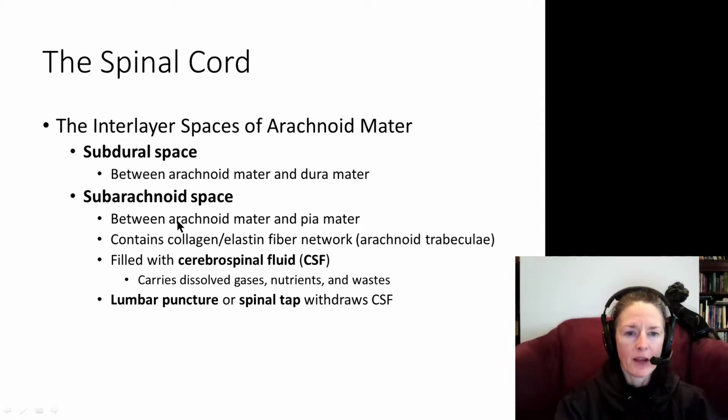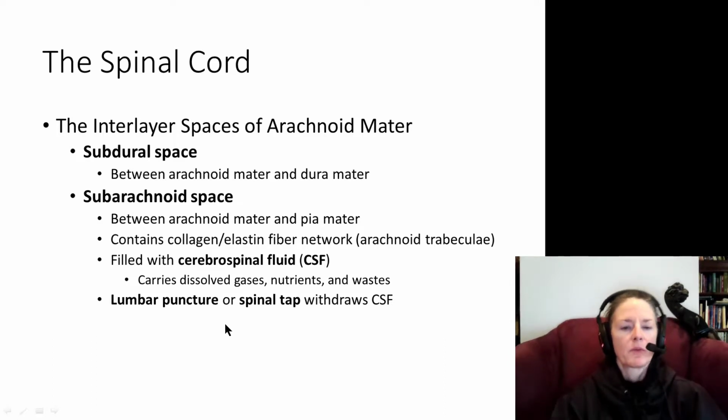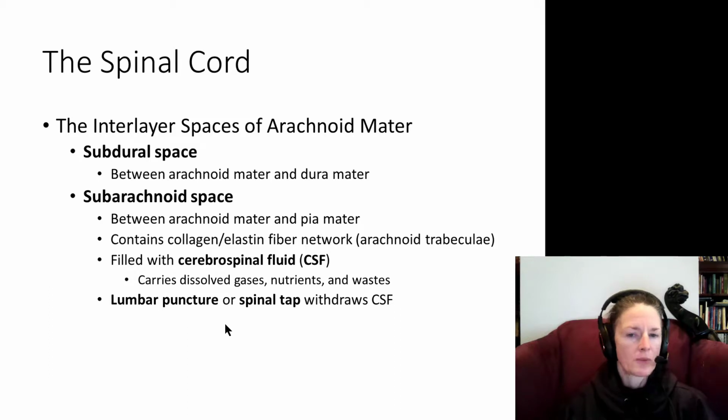And as we said, the subarachnoid space, this is going to be between the arachnoid and the pia mater. Remember, we have our arachnoid trabeculae in here. That's basically collagen and elastic fibers that look like a spider web, hence the name. And those spaces between those trabeculae are going to be filled with our cerebrospinal fluid. Sometimes people will do a spinal tap or a lumbar puncture, it's the same thing, to withdraw some of the cerebrospinal fluid.